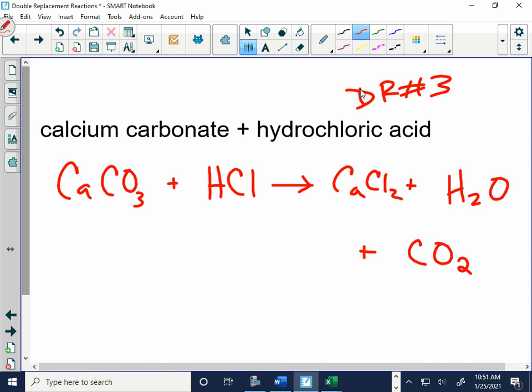Now, last thing I need to do is go back and check, am I balanced? I'm not balanced, am I? I can see that I need to put a 2 here because I have 2 chlorines. If I put a 2 there, I have 2 chlorines, 2 chlorines, 2 hydrogens, 2 hydrogens, a calcium, a carbon, and 3 oxygens, so now I'm balanced. Agreed?